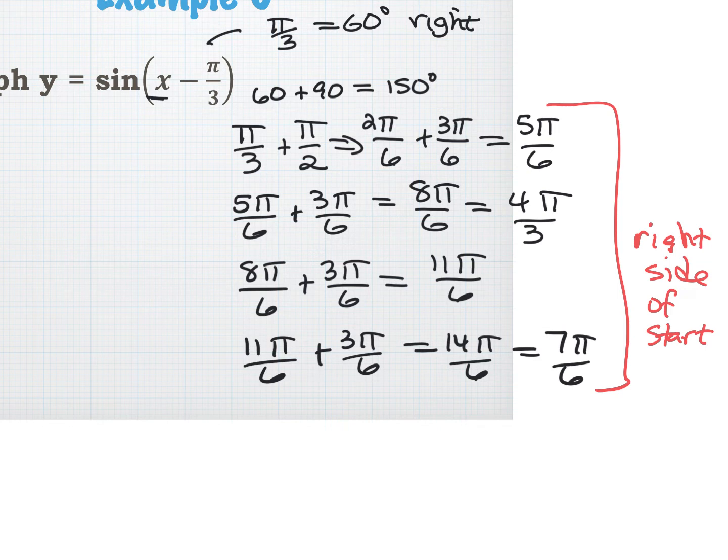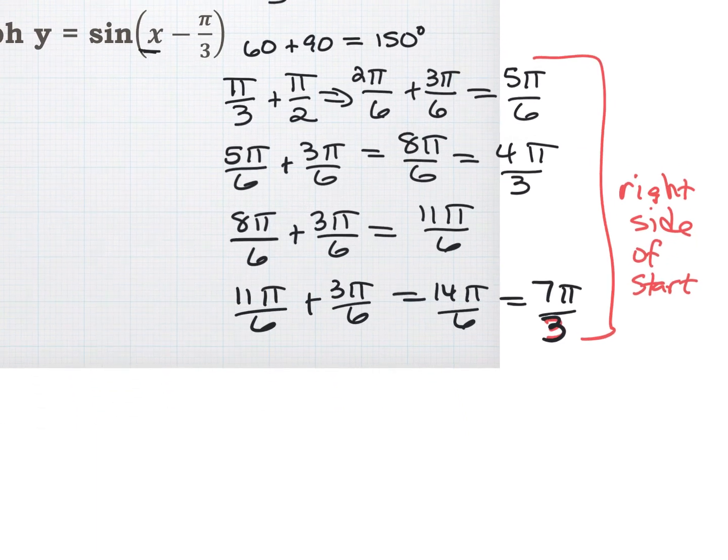Now I have to find 4 to the left, and I can't just do a mirrored image. This should be 7 pi over 6 over 3. Sorry. Thank you. I need to simplify the denominator as well. Divide them both by 2. Good catch. Thank you.